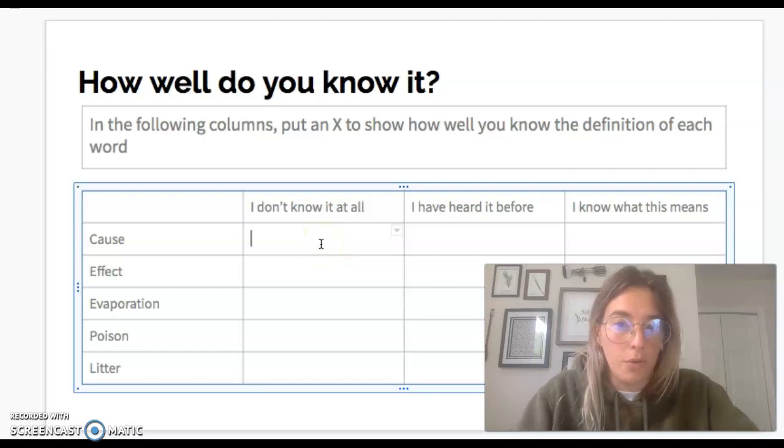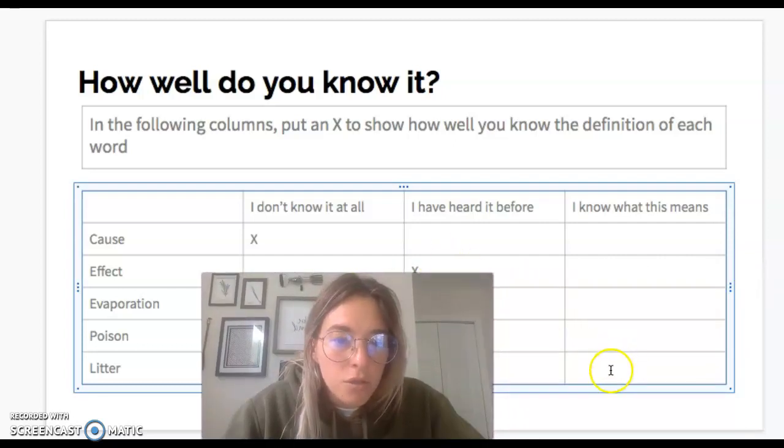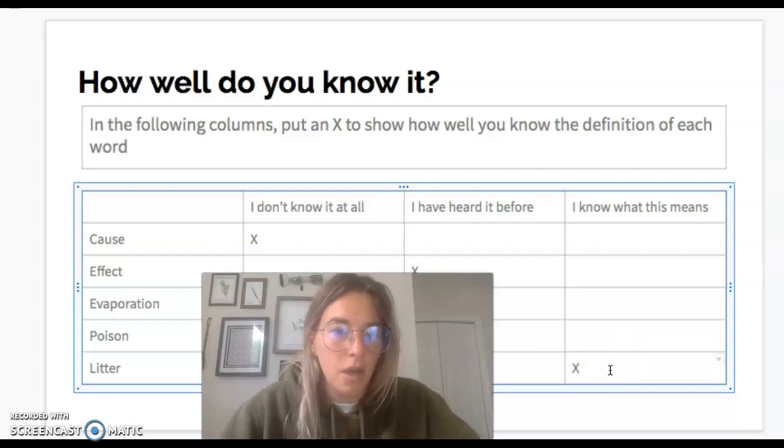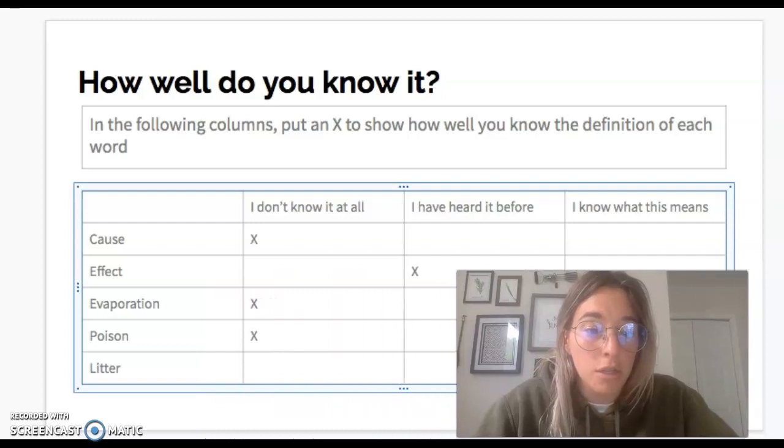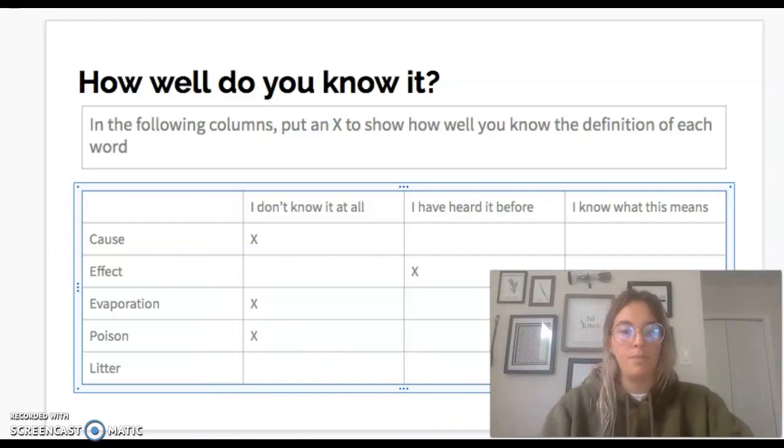I don't know that word at all, so I'm going to put an X there. The word effect. I think I've heard it before, so I'm going to put an X there. Evaporation, I have no idea. Poison, I have no idea. Litter, I have heard that before, and I'm pretty sure I know exactly what it means. There we go. So I'm going to put an X in. I know what it means. That's all you have to do for this slide. You just need to put X's that show how well you know each vocabulary term.